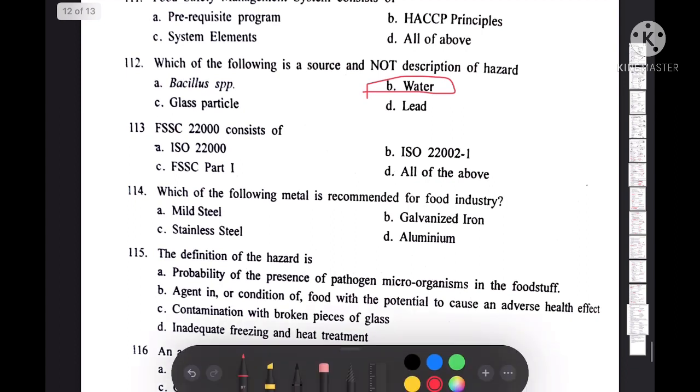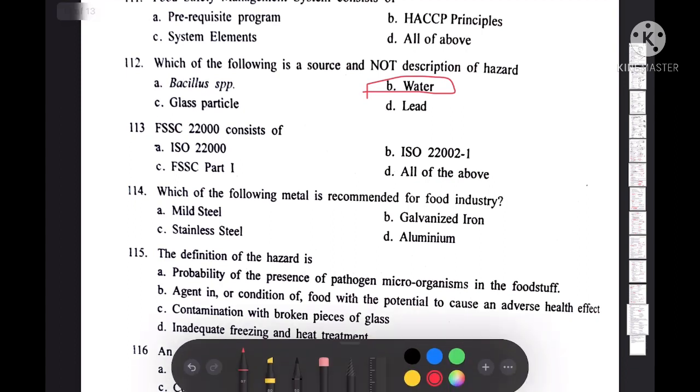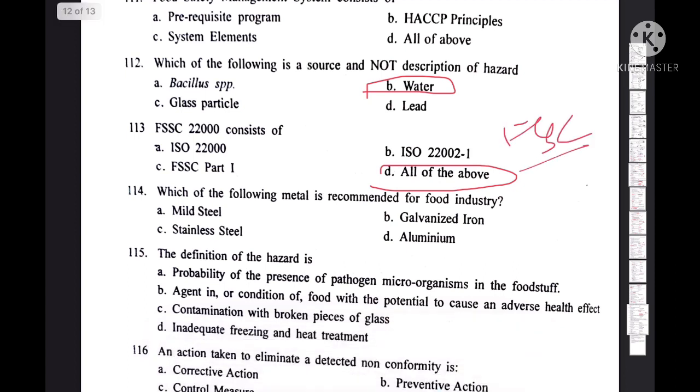Next, FSSC 22000 consists of ISO 22000, ISO 22001, and FSSC part 1, and all of the above. So the correct answer to this is all of the above. FSSC consists of all of the above.